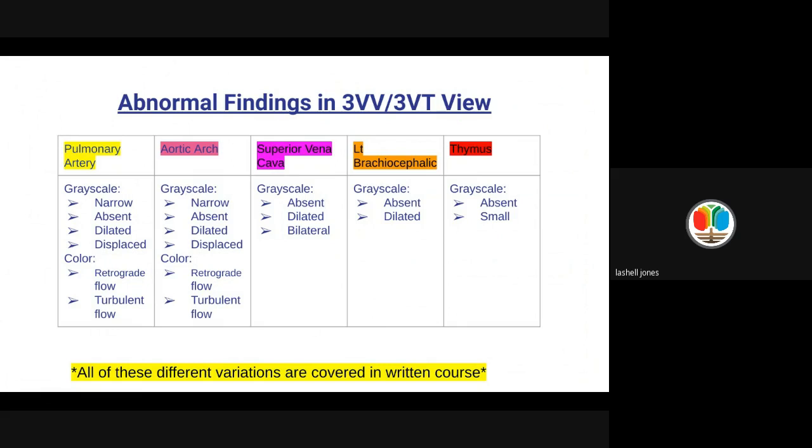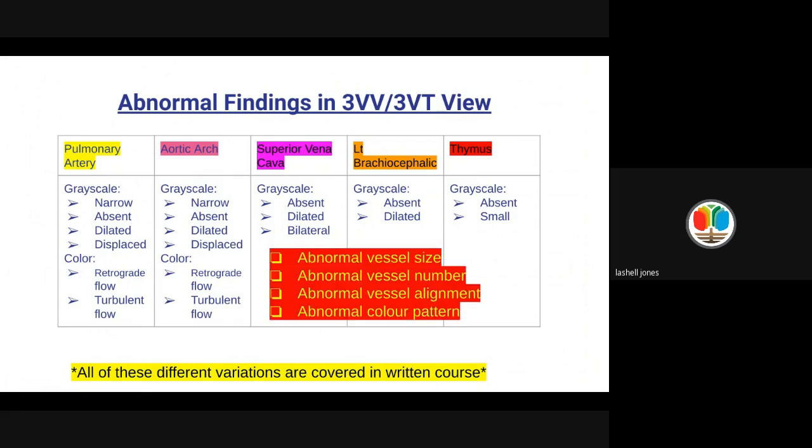In the color scale, you'll either see retrograde flow, turbulent flow, or absent flow, no flow at all. Now, your superior vena cava on grayscale can either be absent, dilated, or bilateral. The left brachiocephalic will either be absent or dilated. Thymus gland, absent or small.